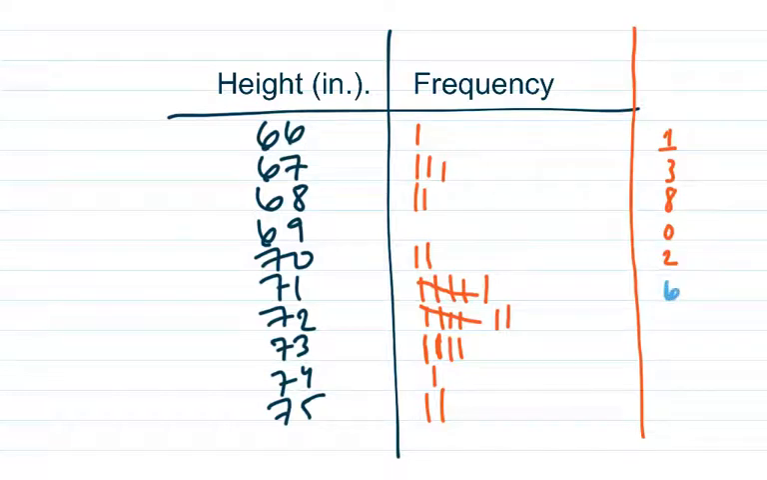Sorry for the switch in colors, I'm just going to leave it. 72 inches showed up 7 times, 4 times for 73 inches, 1 time for 74, and for 75 inches, which is 6 feet 3 inches, almost a full foot taller than me, would be 2 occurrences. So that is our frequency chart.